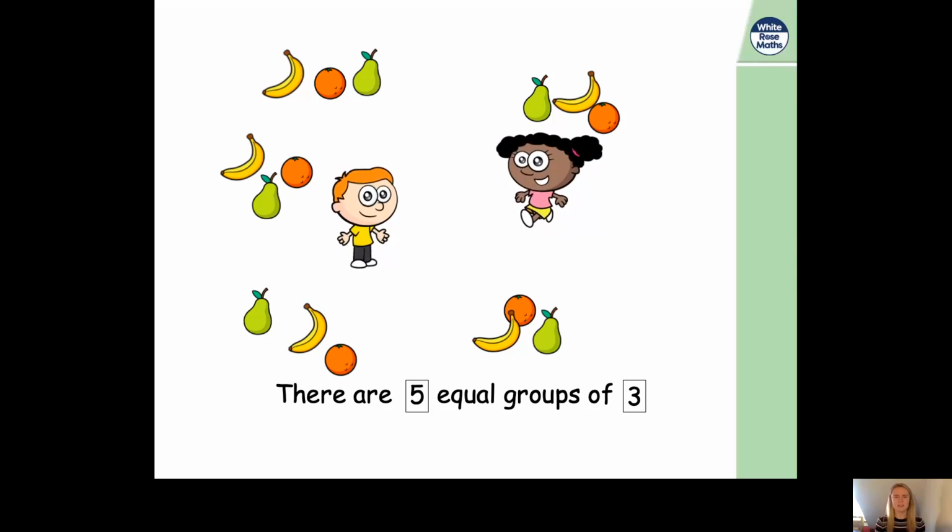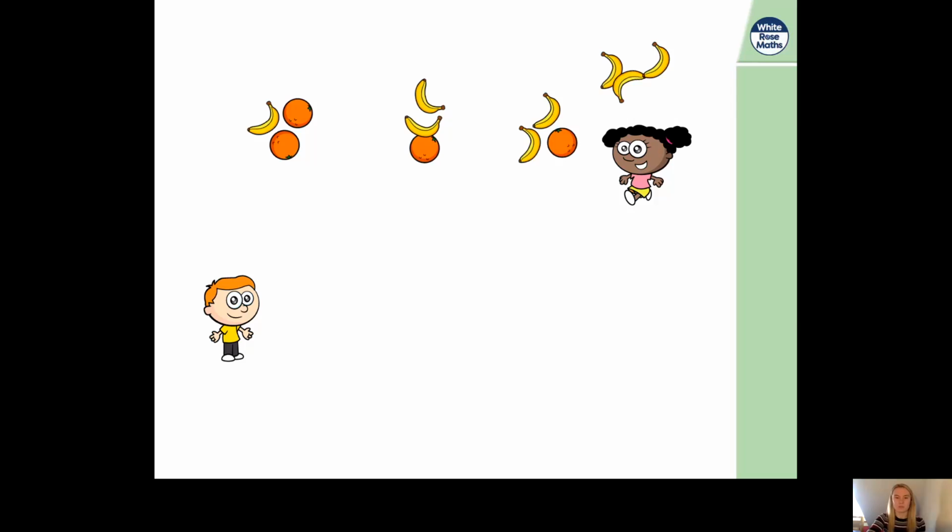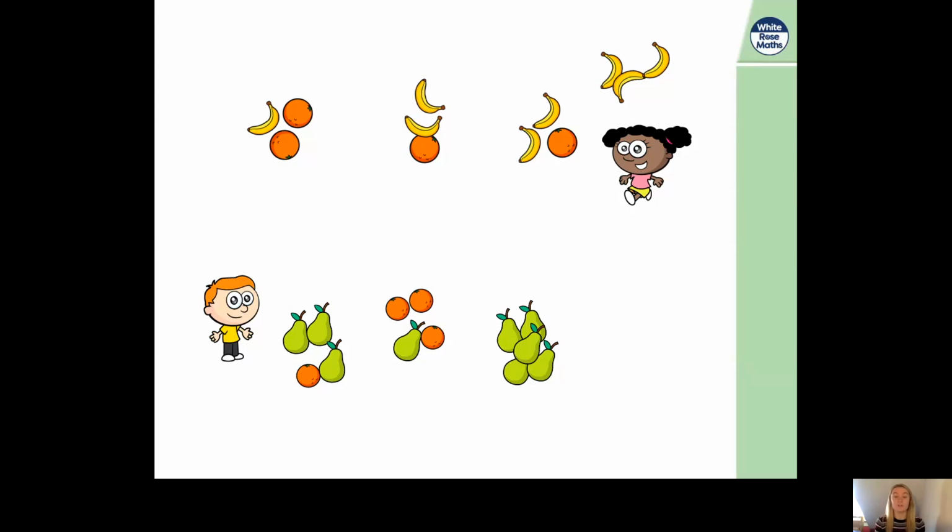Do you remember last time they made 3 equal groups of 5? And this time they've made 5 equal groups of 3. They've used the same numbers, haven't they? So we can do that. If we made 3 equal groups of 5, we can also make 5 equal groups of 3. So this time the children are going to make separate groups, so they're not going to work together. Now, we need to decide if their groups are equal or not equal. So pause the video now and have a go.